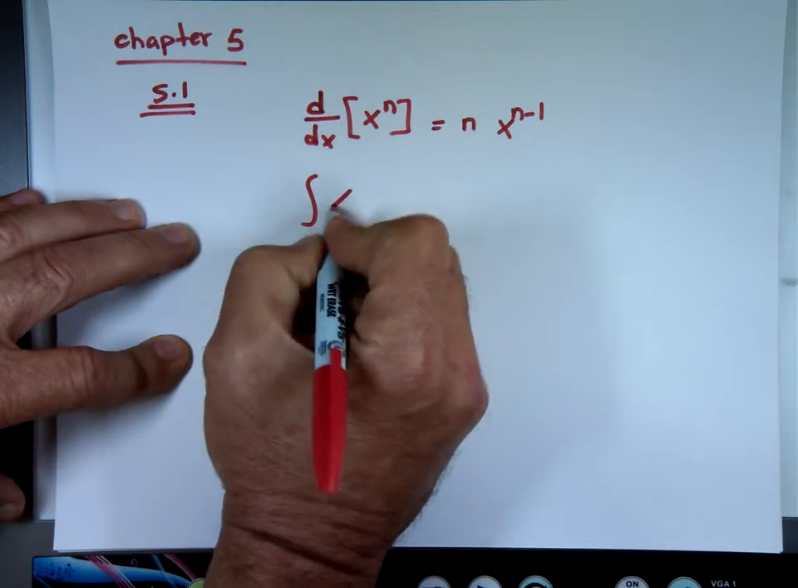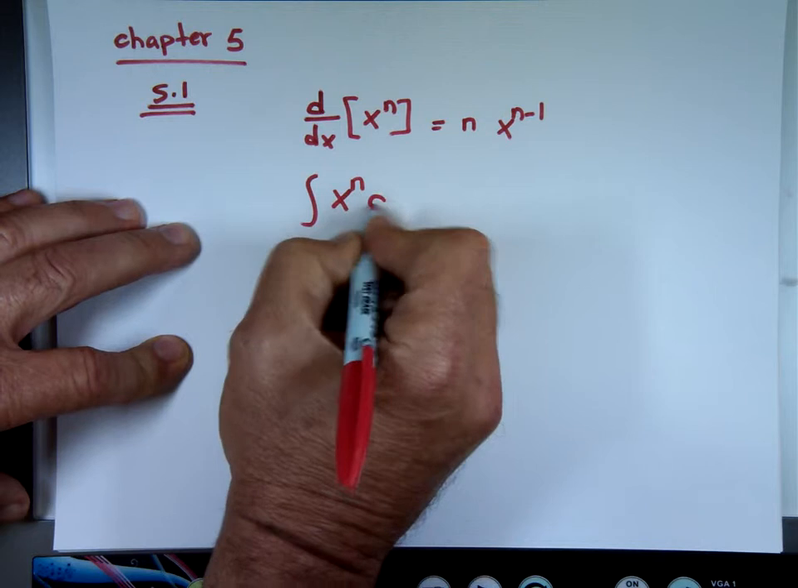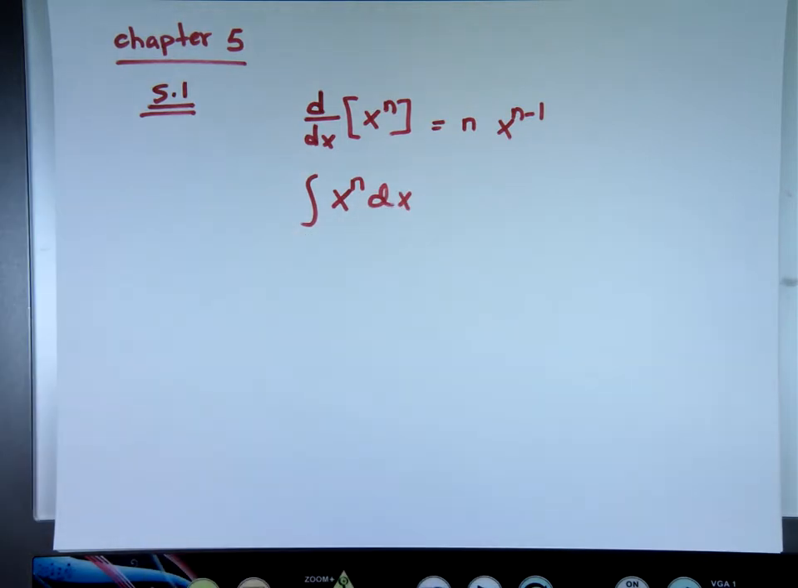So what's the integral of x to the n dx? That symbol means integration, integral. What that means is, what function has a derivative x to the n? Well, you want to do the opposite to this, the opposite of the derivative. Remember, these are the inverses of each other.